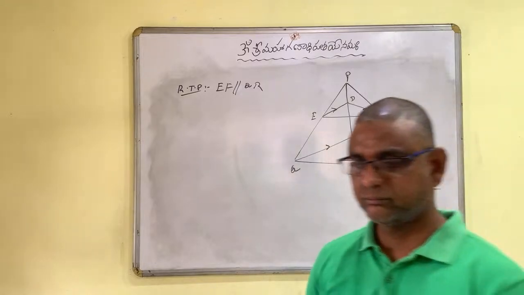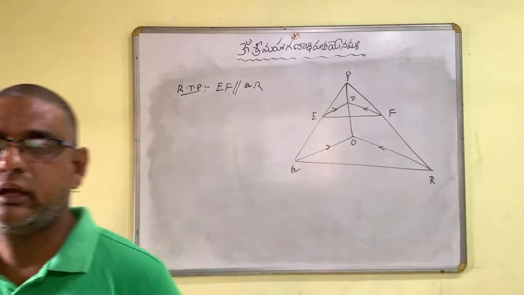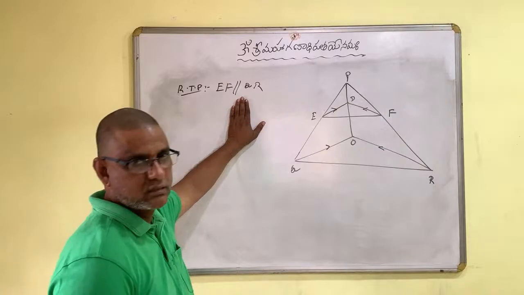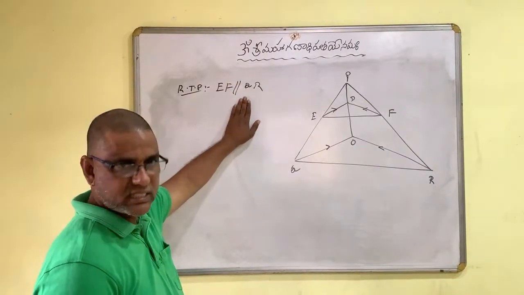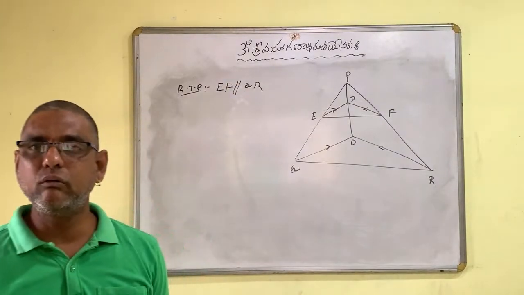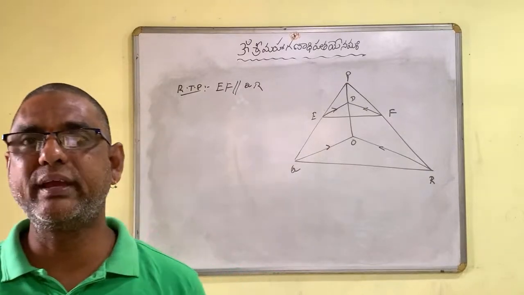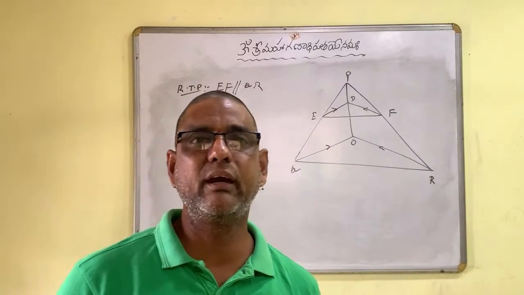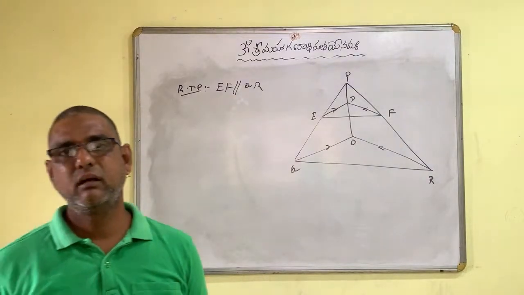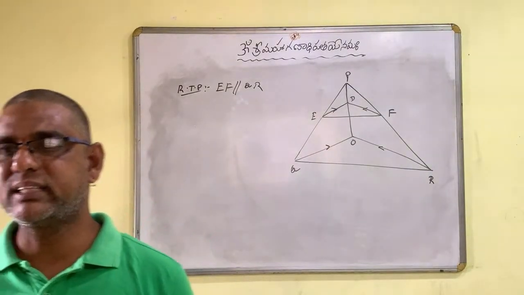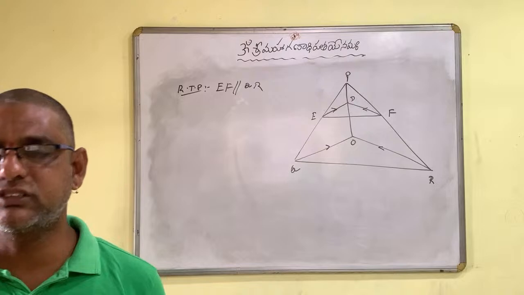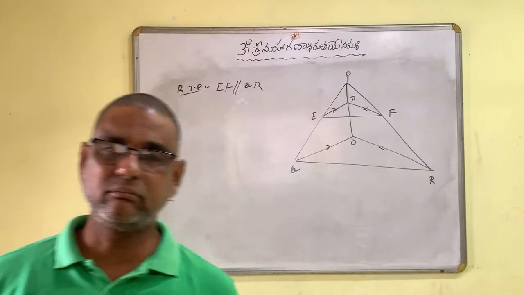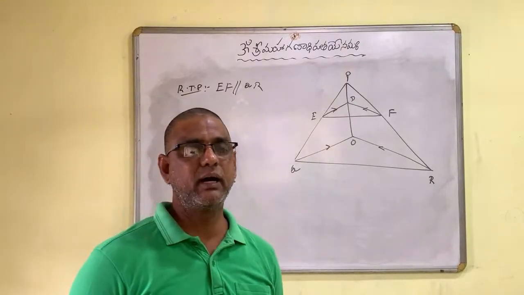Very good. So, in order to prove this, first we have to prove PE by EQ is equal to PF by FR. If that is done, then we can say that by converse of basic proportionality theorem, EF is parallel to QR.